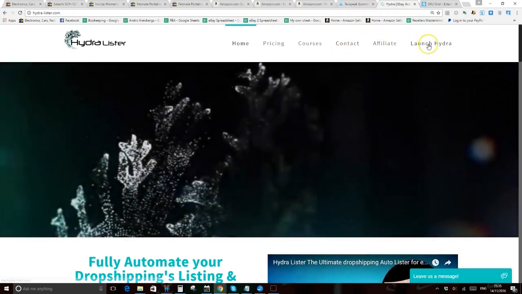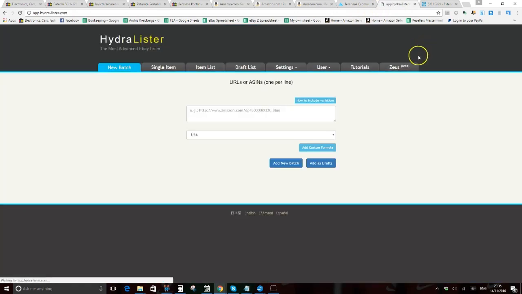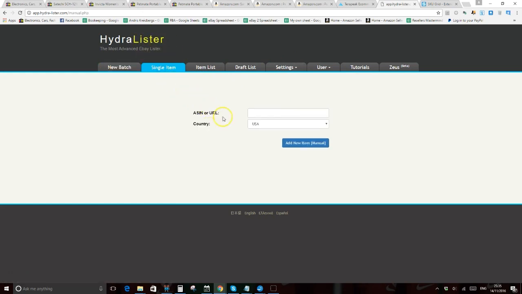So you're going to click on Launch Hydra on the top right corner, okay? And we're going to click on single item. You're going to have all these settings preset already here, you just set up the tool and then click on single item. This tool basically allows you to list in a matter of seconds on your eBay account. Okay, that's how it literally works. It's an essential tool that you're going to be using to list your products.